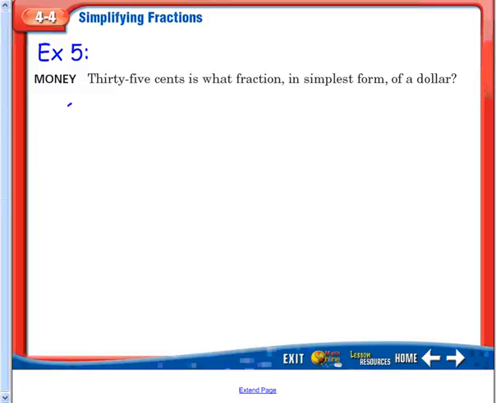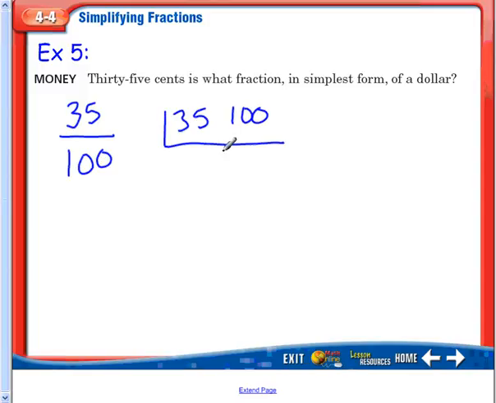In example number 5, 35 cents is what fraction in simplest form of a dollar? So we are looking for 35 cents as a fraction in simplest form of a dollar. There are 100 cents in a dollar. So I will start with my L method, 35 and 100. I know that since both numbers end in either 5 or 0, I can use 5 as a common factor. 5 goes into 35 7 times, 5 goes into 100 20 times.